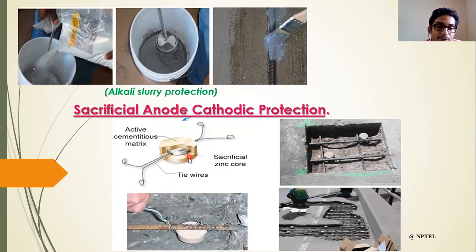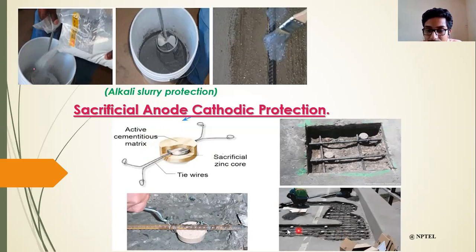An encapsulating mortar will be there, which is known as active cementitious matrix, and we should be very sure that the pH of that encapsulating mortar should be around 13. The pH should be 13 because we have to make the zinc corrode. If the zinc doesn't corrode, the system will not work. So for making the zinc corrode, we have to provide that ambience of high pH, about 12 to 13.